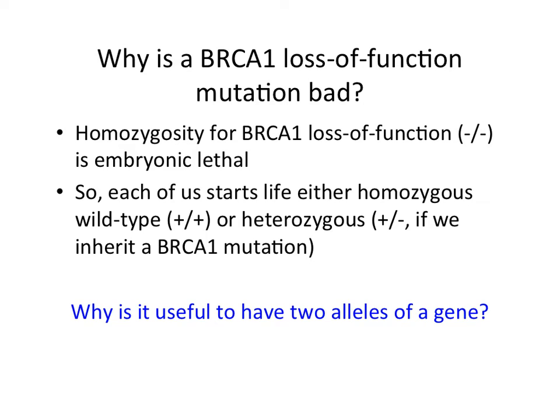Dr. Ross? Yep. You said that to be able to get breast cancer here, you need to have both of them. And since you said if you have both of them, you end up dying. That means that environmental factors cause a good allele to go bad? Right. So if each of us starts life as either a heterozygote or homozygous for the wild-type version, how do you get breast cancer?